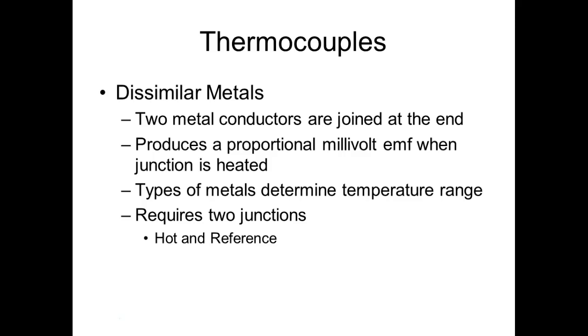So normally what they do is they use what they call a hot junction. This will be the junction that is actually put into the heat. And then we have a reference junction that establishes 0, or the ambient temperature of the unit.